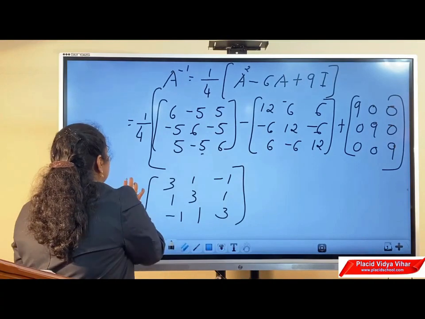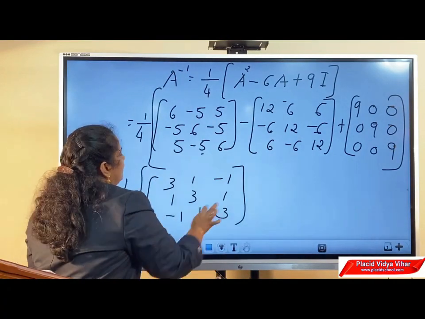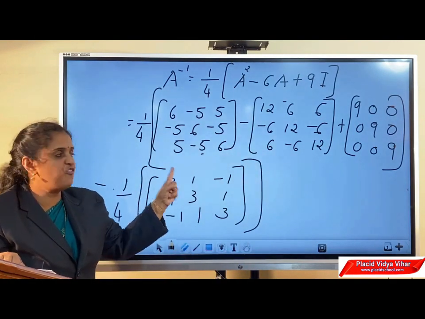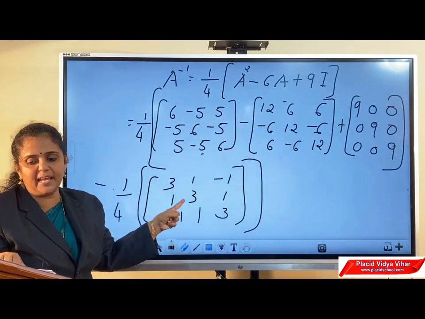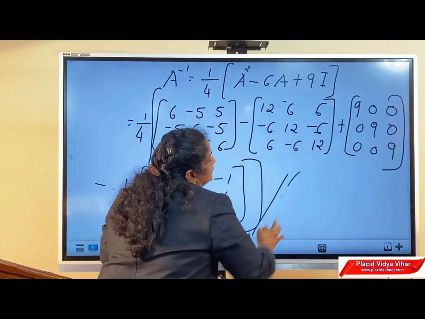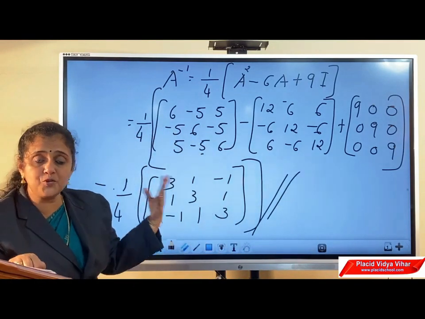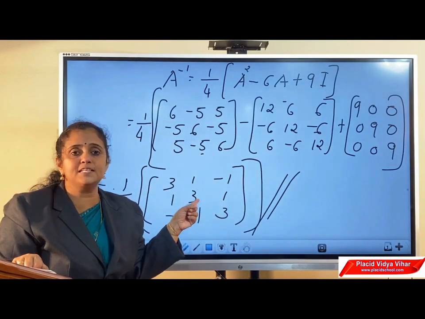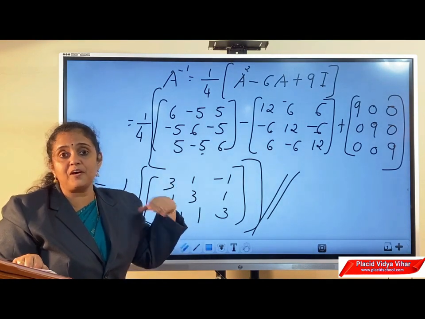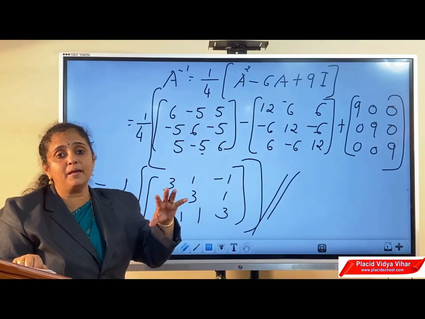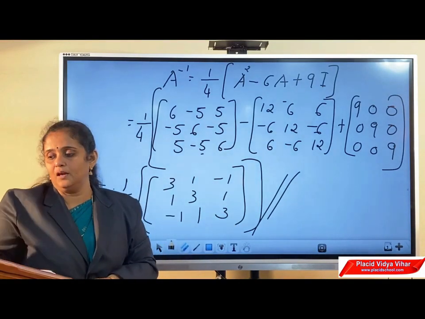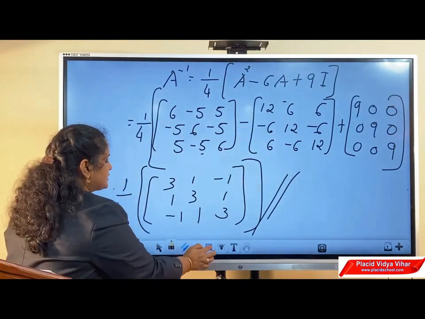1 by 4 is already outside. Therefore, A inverse is equal to 1 by 4 into 3, 1, minus 1; 1, 3, 1; minus 1, 1, 3. That is A inverse. That is the first part. In the second part of the question, find the inverse of the matrix. When we are finding A inverse, pre-multiplying both sides by A inverse, you substitute and find the answer. Then we can move to the next topic.